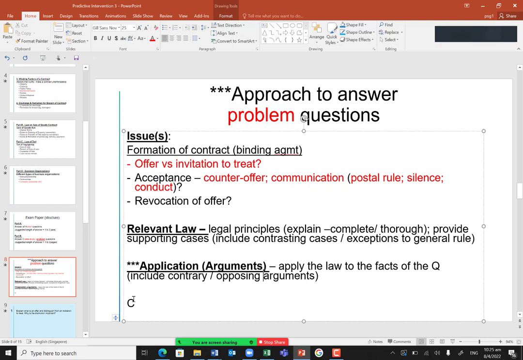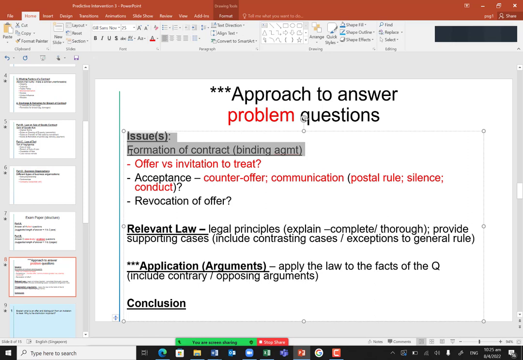And then to come to C, which is the last part, the conclusion. The conclusion is actually the easiest. The conclusion is maybe one line. So let's say now that this is concerning the issue of formation of contract, then you conclude that issue. So you may say, for example, based on the above discussion, in conclusion, there was an offer made by the seller, which the buyer had accepted. Therefore, there is an agreement. That could be perhaps one way of how you can conclude.